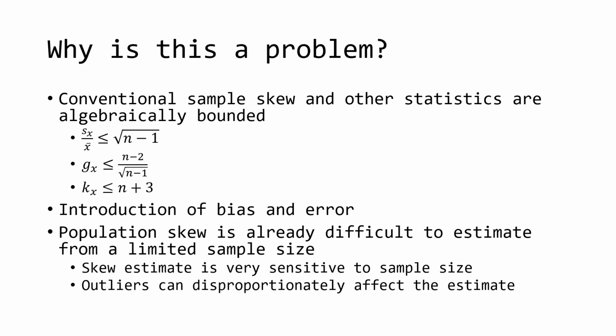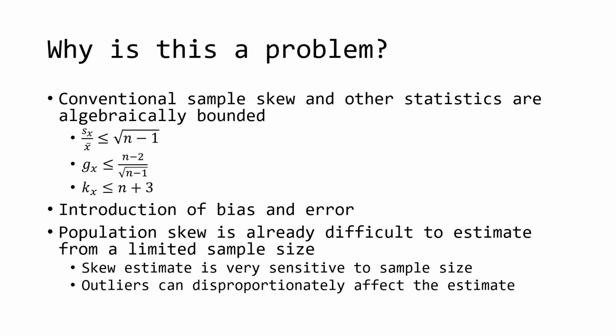Specifically, what this study found is that the samples we take from a population have a bound that has nothing to do with the true population value. For example, a sample coefficient of variation can never be larger than the square root of the sample size minus 1, no matter what the population coefficient of variation is. The skew and kurtosis suffer from similar issues.